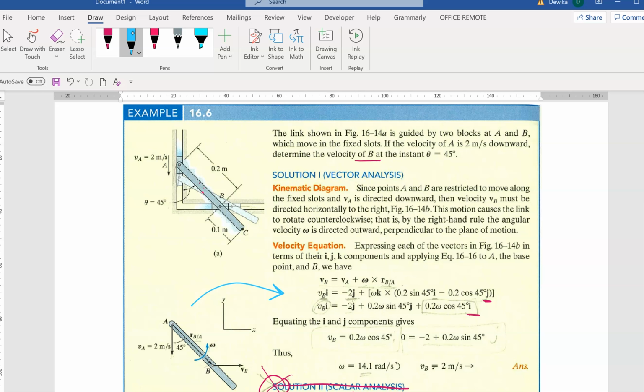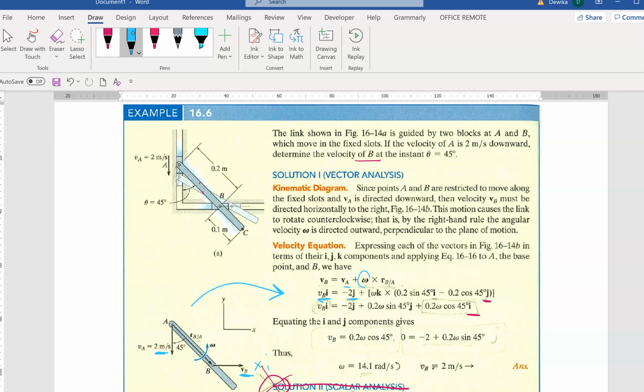So VB, where is VB? It's in the I direction, just right there. Okay, so where's the VA? VA is in the Y direction. Sorry, VB is in the X direction, that's why it's I. VA is in the Y direction, so that's why it is 2J. Now why is it negative? Because it's pointing downward. Pointing downward, you take as negative.